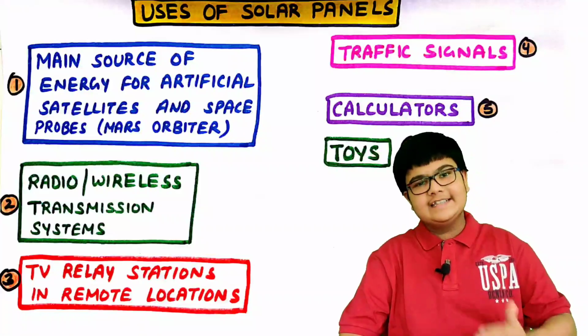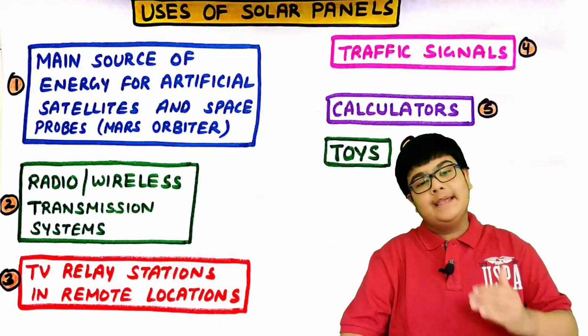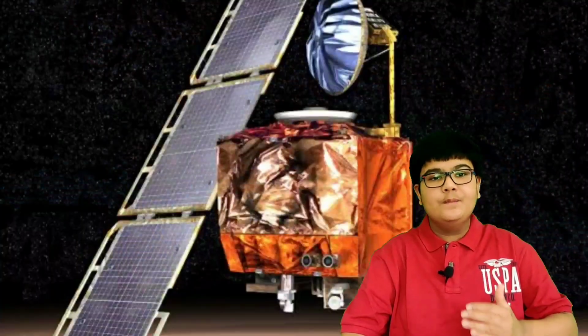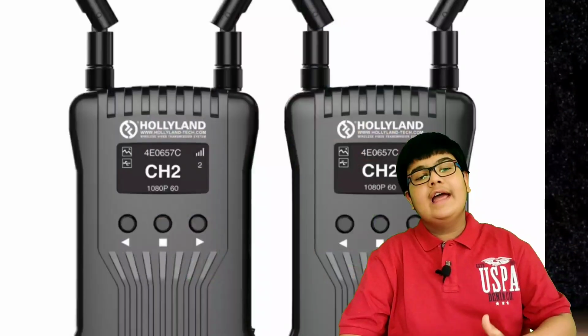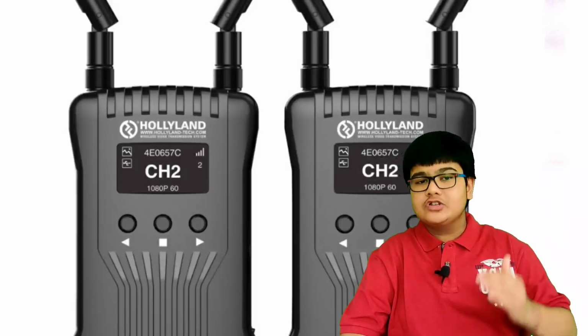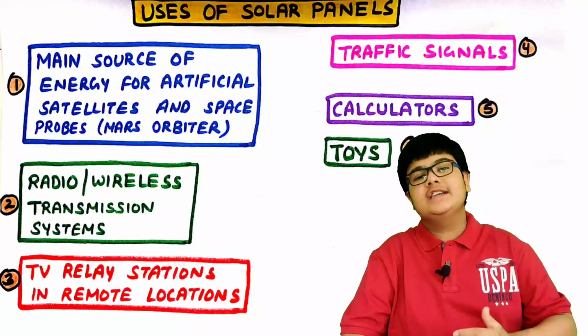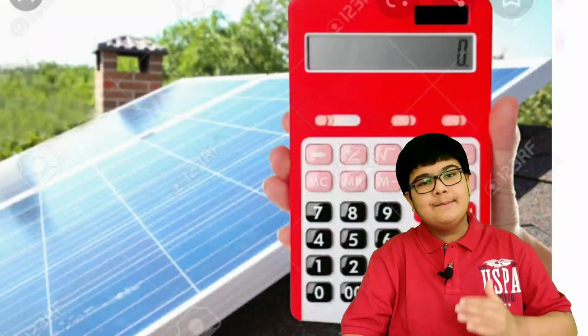Now let us study the uses of solar panels. Solar panels are the main source of energy for artificial satellites and space probes such as the Mars orbiter. Second, radio and wireless transmission systems also use solar panels. Solar panels are also used in TV relay stations in remote locations, in traffic signals, in calculators and many toys.